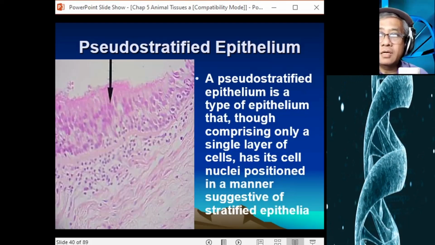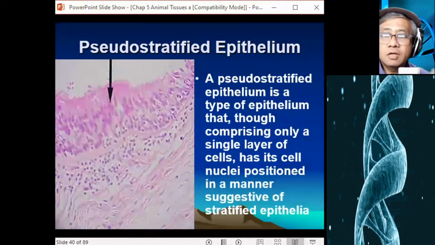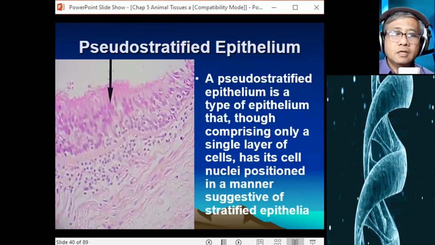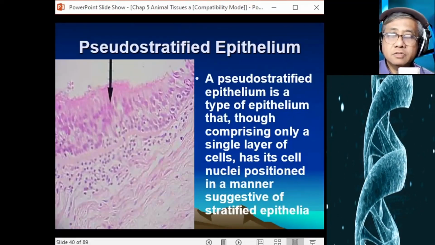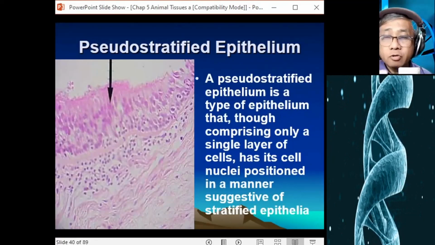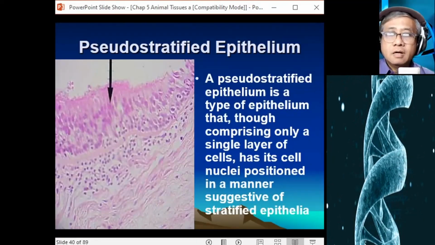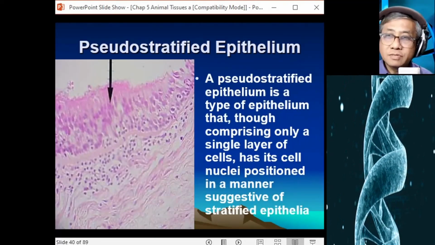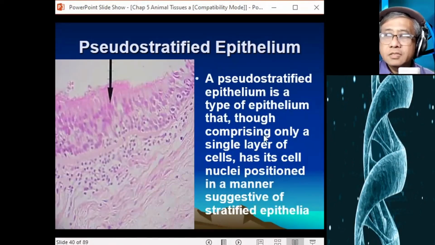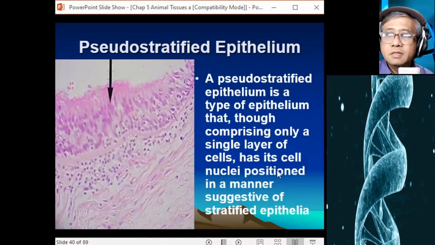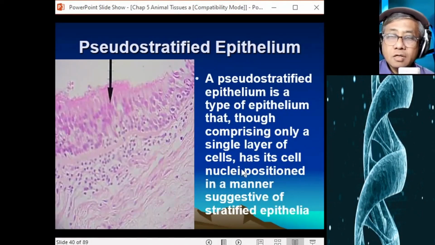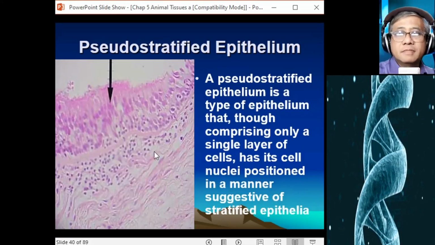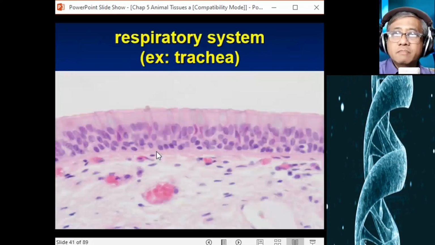Okay, so that's why I mentioned here, though comprising only a single layer of cells, under the microscope you might think that the tissue is made up only of a single layer of cells. But if you will look closely at the orientation of the nucleus, you will realize that this tissue is made up of several layers of cells. Alright, so comprising only a single layer of cells, it has its cell nuclei positioned in a manner suggestive of stratified epithelia. Alright, so where can you find this type of tissues?